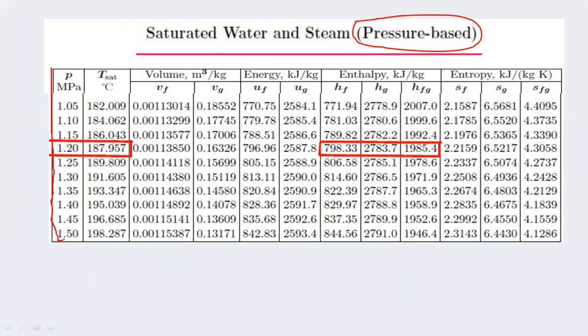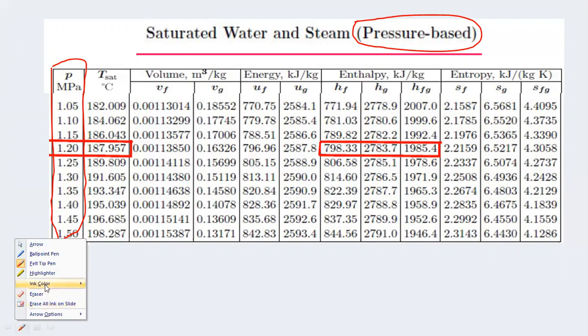Means taking pressure as a reference, the other properties have been calculated. So now for our question, we have to find the values of specific enthalpy of steam at 12 bar. As it is in megapascal, I have already shown you, I have converted it into megapascal and I have got the value as 1.2 megapascal.